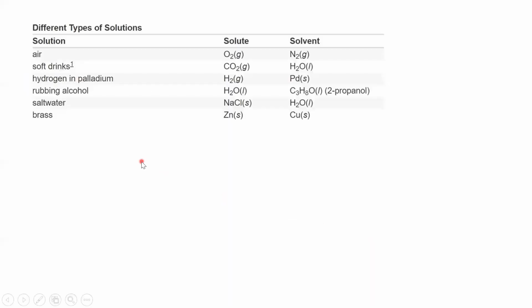Now, there are all different types of solutions. The classic one that we think about is when we have a solid dissolved in a liquid. We have sodium chloride dissolved in water, salt dissolved in water. Okay, but there are all different kinds of solutions.